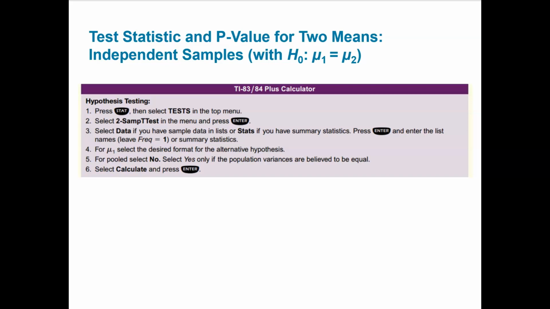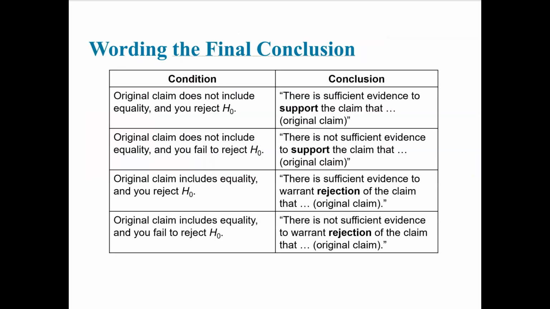We'll be using two samples t-test, because we don't know our sigma, and we'll either use data or the stats depending on the information we're given. What's important here to note is the pooled option, we're going to click no for pooled. And again, wording, we just continue to keep that as a reminder.